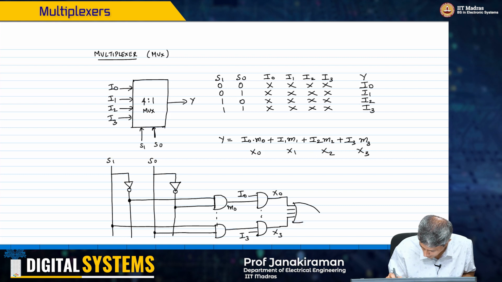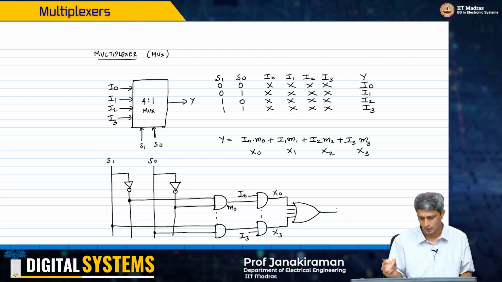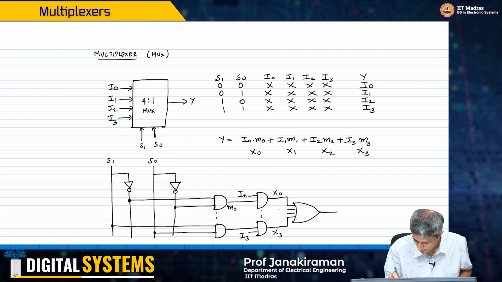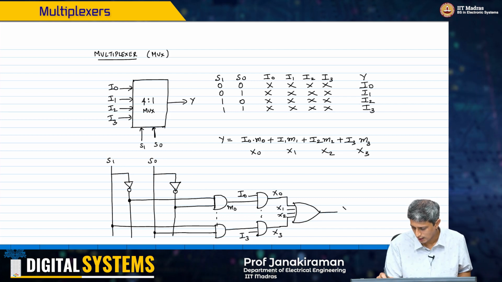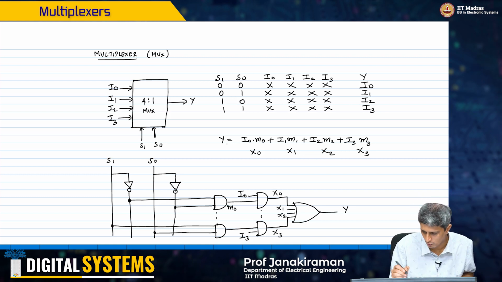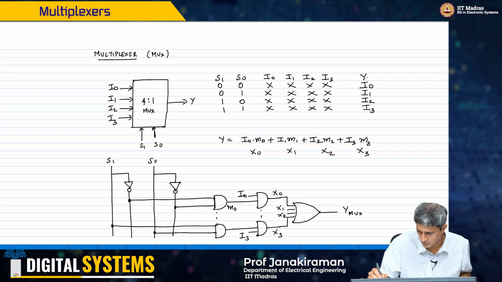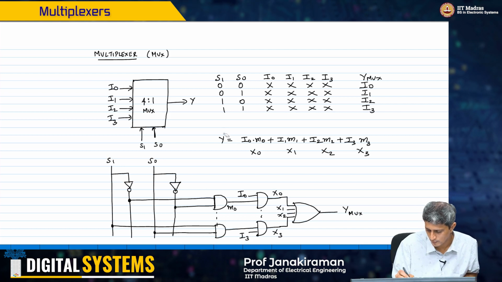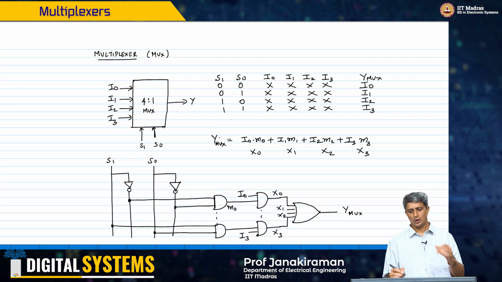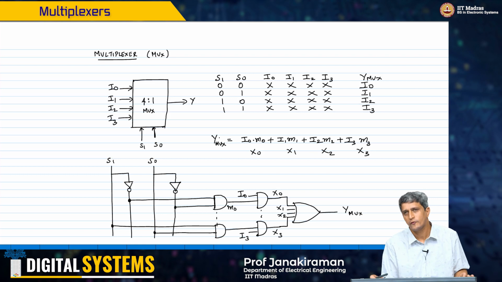because I have the sum of products that I want. From here you will get x1, then x2, and eventually I'll get my multiplexer output Y out here. Okay, this is Y mux. So this is a reasonably straightforward implementation of the multiplexer, right?